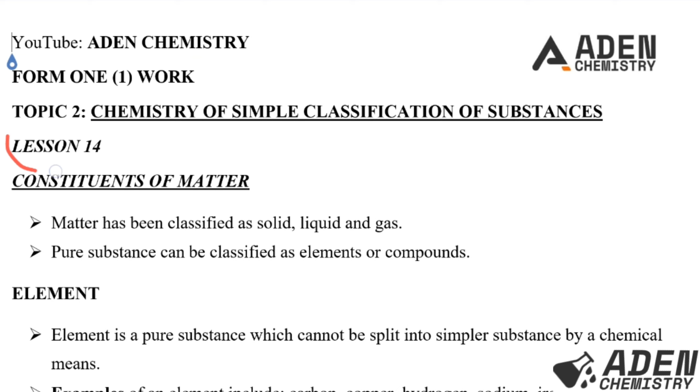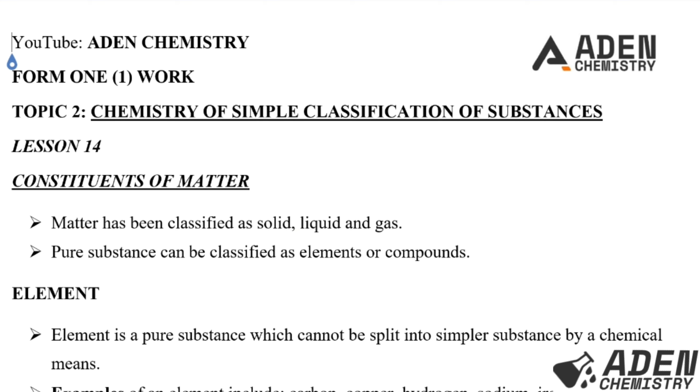Previously, lesson 13, we were dealing with temporary and permanent changes. So today, lesson 14, we want to proceed to constituents of matter. Matter has been classified as solid, liquid and gas. Remember, we defined matter in form 1 chapter 1 as anything that has mass and occupies space. Then we said we have three states of matter: solid, liquid, and gas.